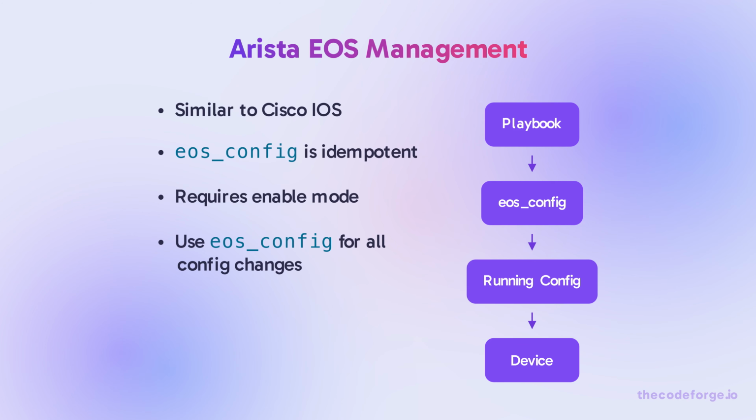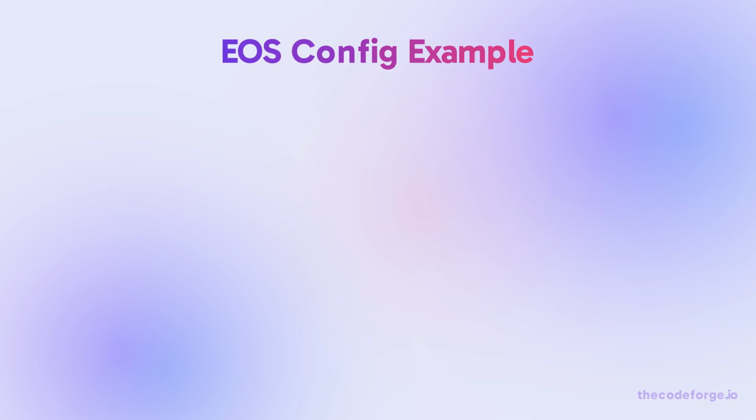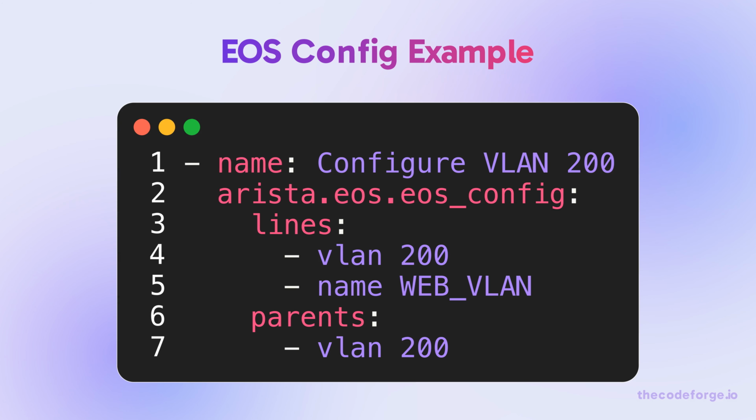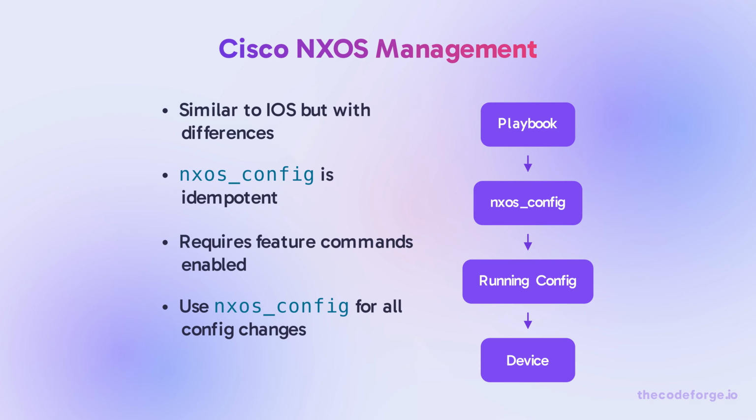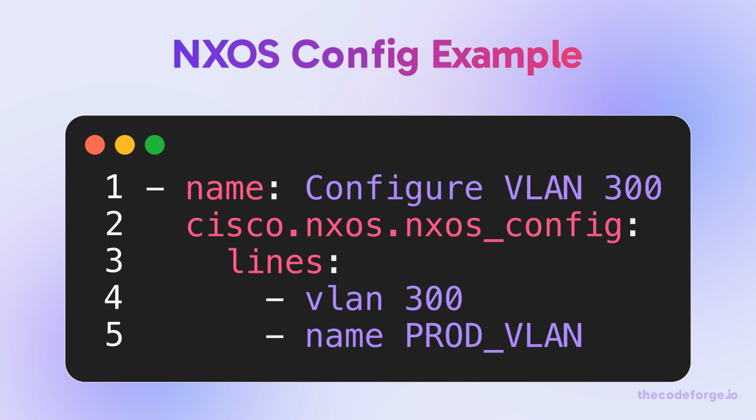Arista EOS is similar to cisco.ios, but with some differences. The eos_config module is the primary config module and is idempotent. eos_config compares the desired config with the running config and only applies changes if needed. Cisco NXOS uses a syntax similar to IOS, but with differences. The nxos_config module is the config module and is idempotent. Use diff to see changes.